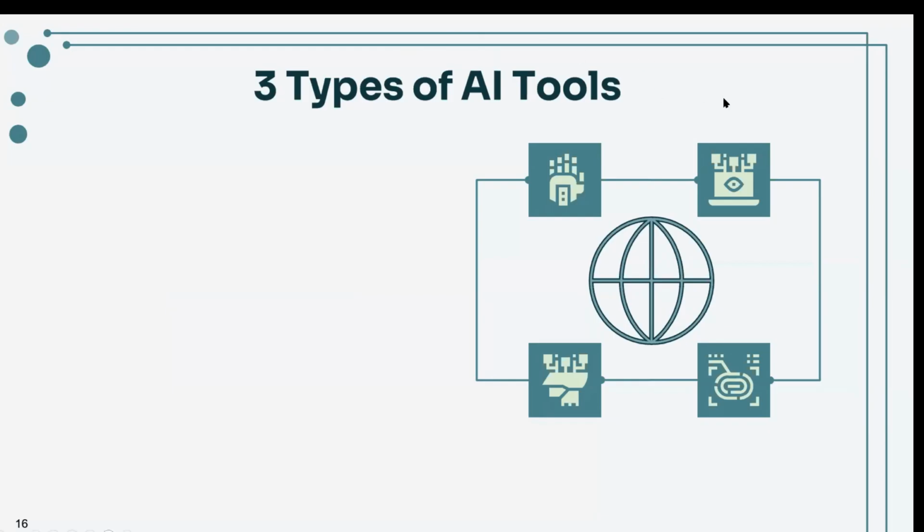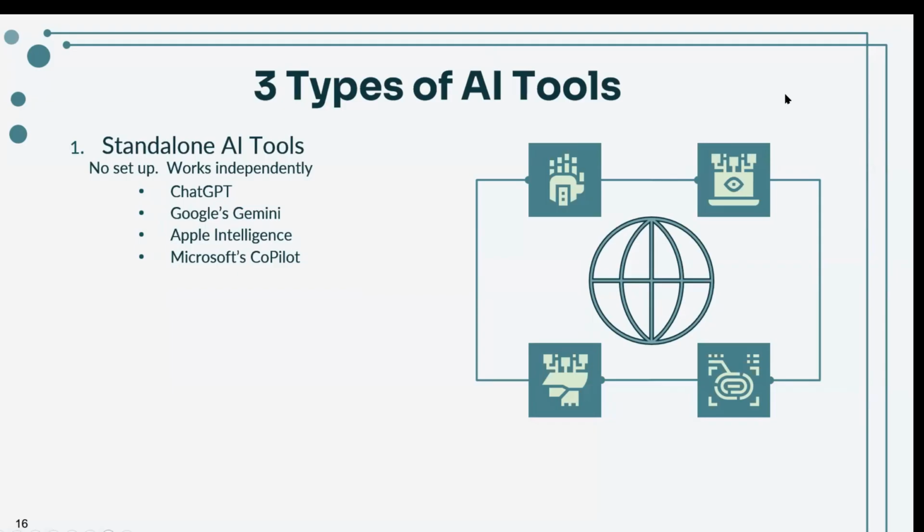Okay, so let's talk about the three types of AI tools. First one, standalone AI tools. There's no setup involved with this. Works independently. These are going to be your ChatGPTs, your Google's Gemini, your Apple Intelligence, and your Microsoft Copilot. Those are the standalone AI tools.